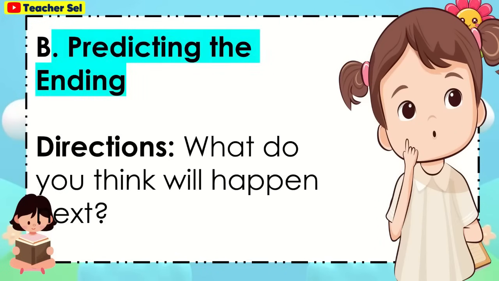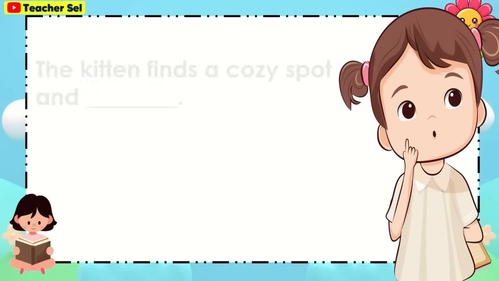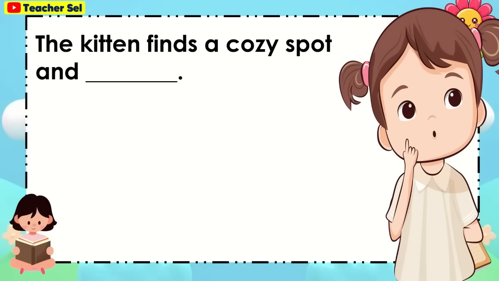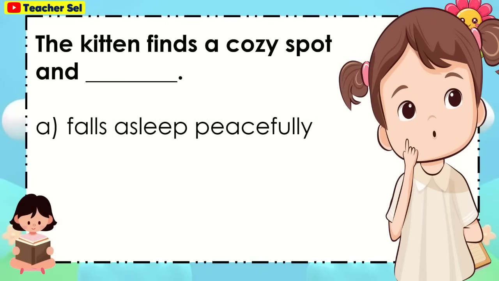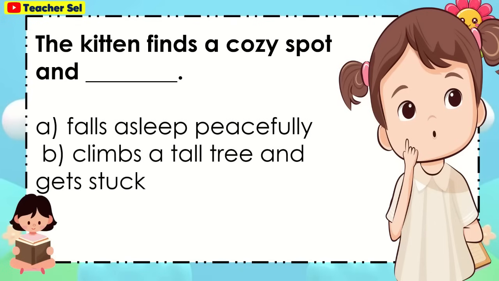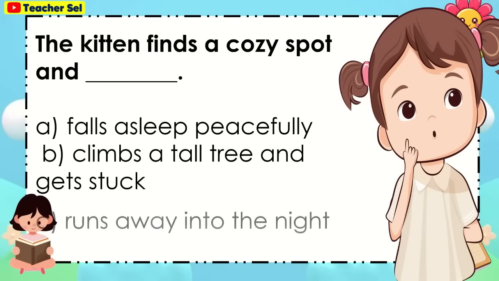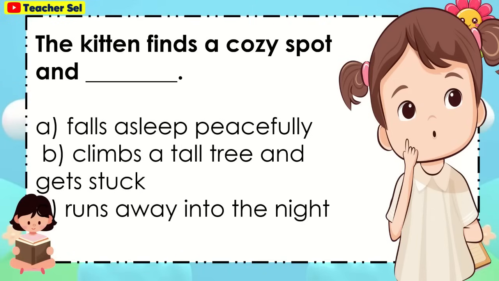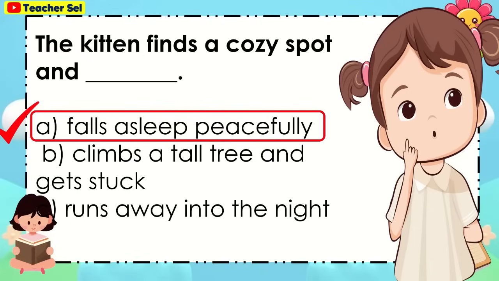Predicting the ending. What do you think will happen next? The kitten finds a cozy spot and A. Falls asleep peacefully. B. Climbs a tall tree and gets stuck. C. Runs away into the night. You're right, the correct answer is letter A. Falls asleep peacefully.